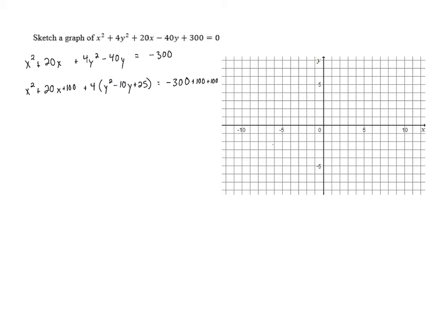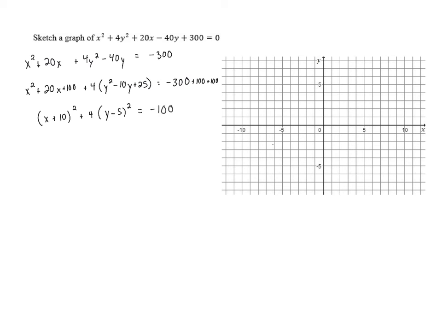Now let's factor these perfect square trinomials. X squared plus 20x plus 100 is x plus 10 quantity squared. Then we have plus 4 times the quantity y minus 5 squared on the left. So it's looking like it might be an ellipse. And then on the right, negative 300 plus 100 plus 100 is still negative.